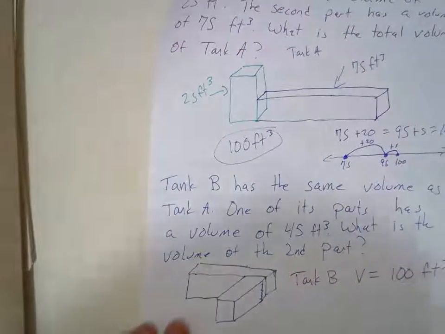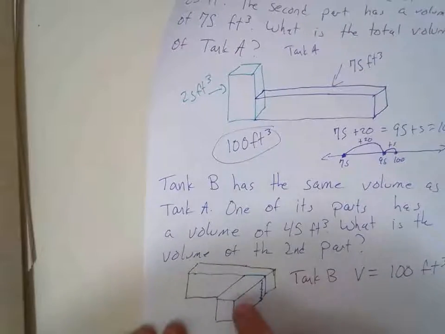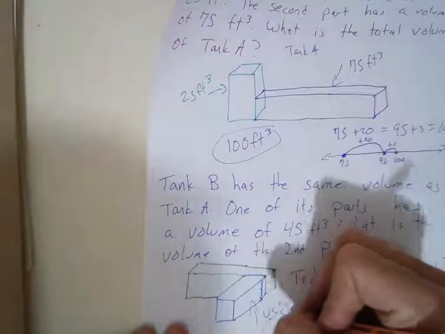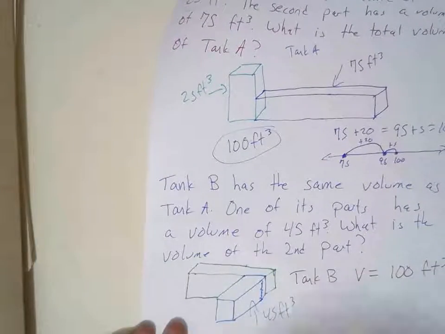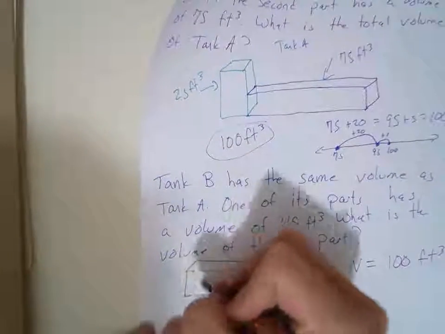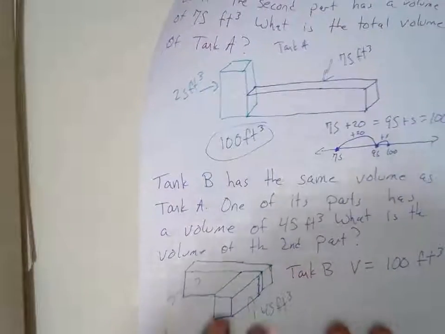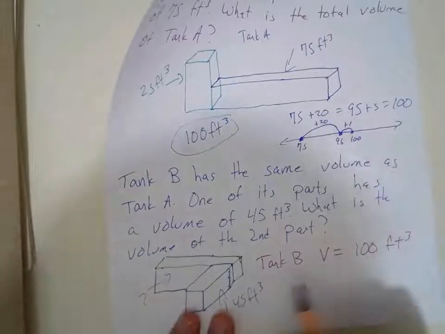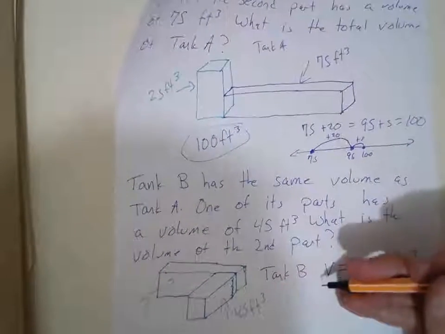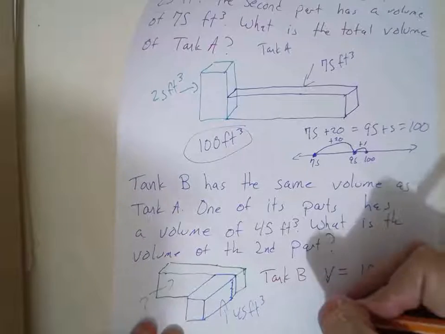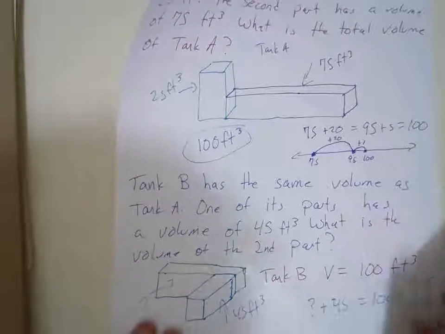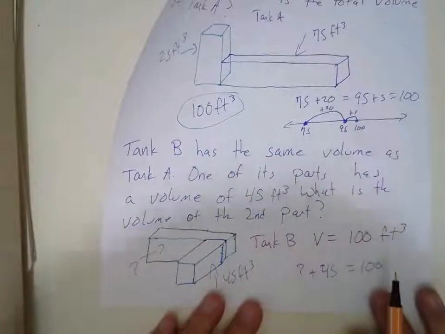We know the whole value for tank B, so these two pieces together equal 100. And they're saying that one of these is 45 cubic feet. So they're wanting me to figure out what this piece is, what that volume is. So if I know I have 100, and I know one of them is 45, I know that something plus 45 equals 100. I can figure that out by doing subtraction.